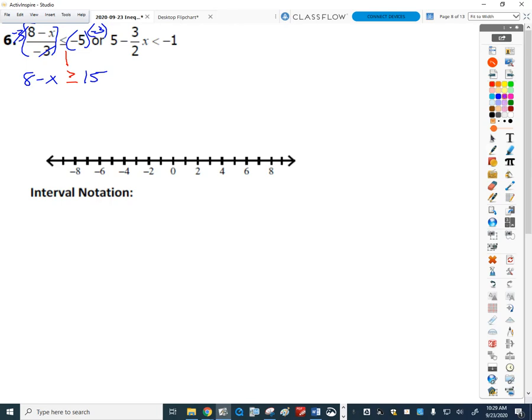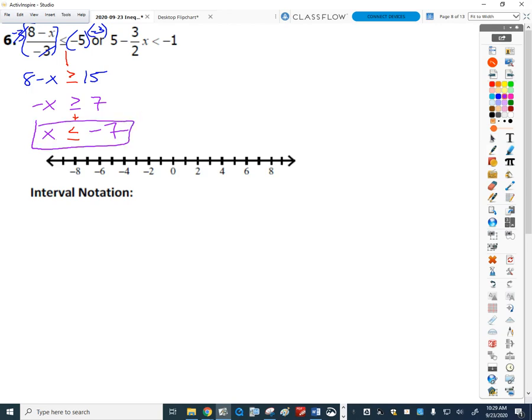Okay, I could subtract the 8. If I subtract the 8, I'm going to get -x is greater than or equal to 7, right? And then if I multiply or divide by -1, I'm going to flip the sign, right? So I end up getting x, that becomes a -7, and I've got to flip this guy again, flip it back. So there's my answer for the first part of my OR statement, right?